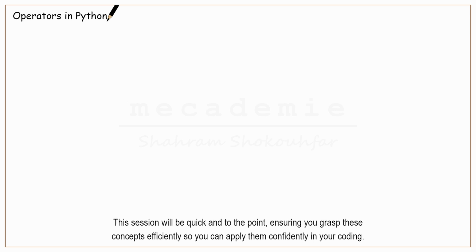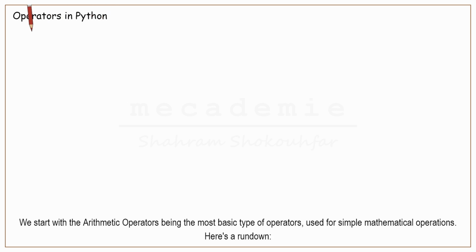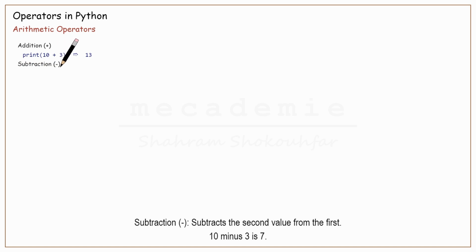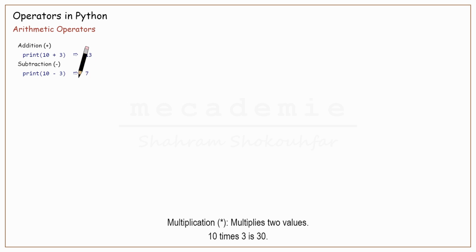confidently in your coding. We start with the arithmetic operators being the most basic type of operators, used for simple mathematical operations. Here's a rundown. Addition adds the two values, for example, 10 plus 3 equals 13. Subtraction subtracts the second value from the first. 10 minus 3 is 7. Multiplication multiplies two values. 10 times 3 is 30.